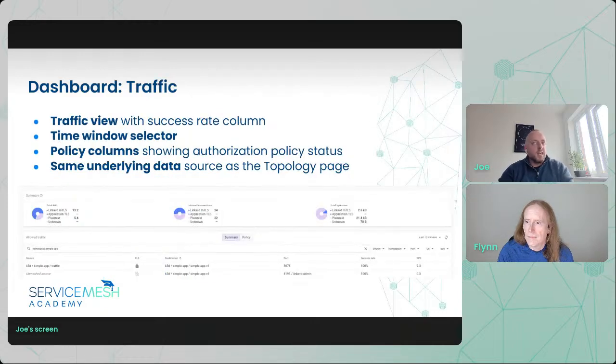Traffic. There's a dedicated traffic page where you get a traffic view. You can again select by time frames, which is the obvious thing when you're trying to narrow down on what happened with a certain flow that you made at 4:30 or whatever time it may be. We have some policy columns as well, so you can see what the auth policy status is. And the actual data is the same underlying data as the topology pages. It's just a different view and slightly different information that's being surfaced.